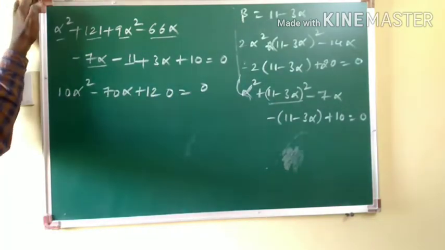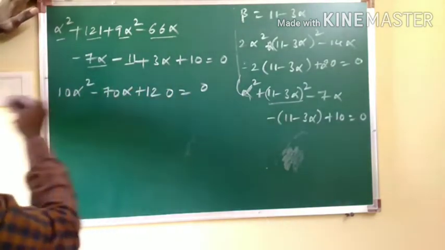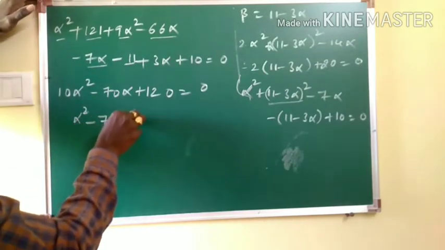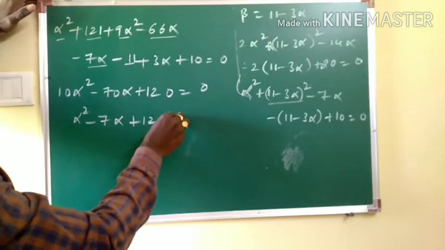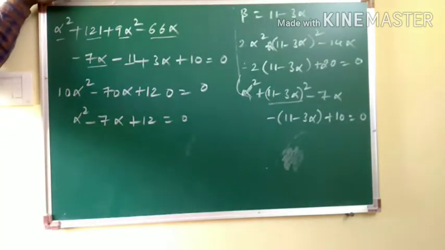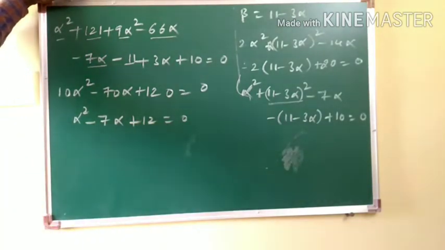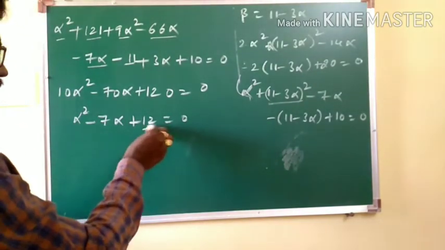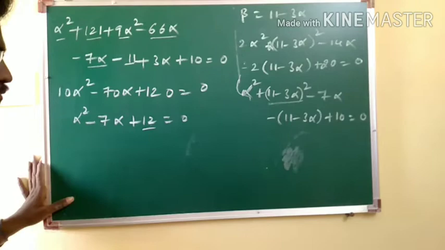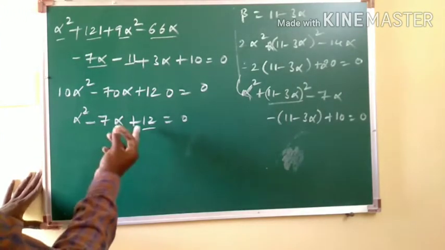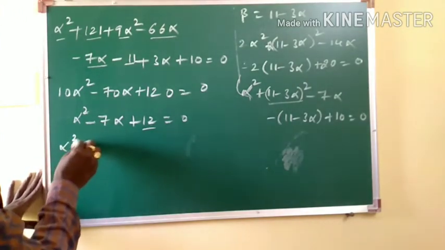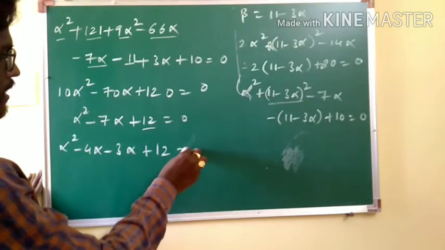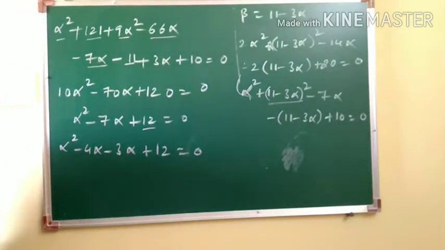See how we have got a comfortable equation. Taking 10 as the common factor, what will you get? Alpha square minus 7 alpha plus 12, 12 tens are 120, which is equal to 0. It is a quadratic equation in terms of alpha. So you take the factors of 12. What are they? 4, 3. So 4 plus 3, you will be getting 7. Means alpha square minus 4 alpha minus 3 alpha plus 12 is equal to 0.